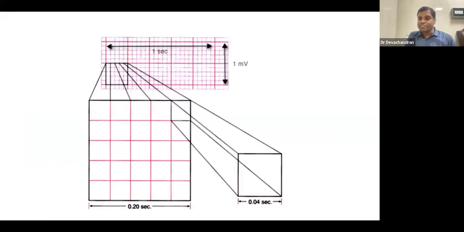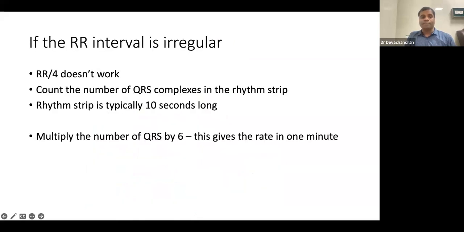And this is what I was telling you about. If the ECG runs at 25 millimeter per second, that's 5 boxes. And 1 large box is 0.2, 1 small box is 0.04 second. Okay.